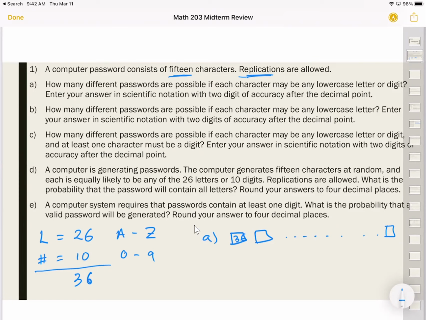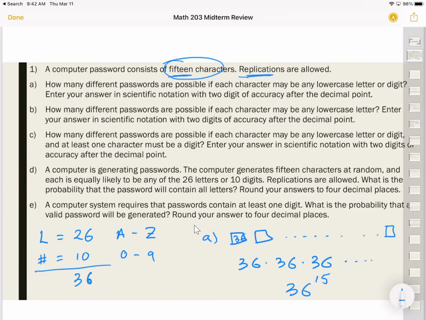So in order to do this, it's 36 times 36 times 36, and so on, which is the same as 36 raised to the 15th power. Why 15? Because we have 15 different characters that we need to include in this password.